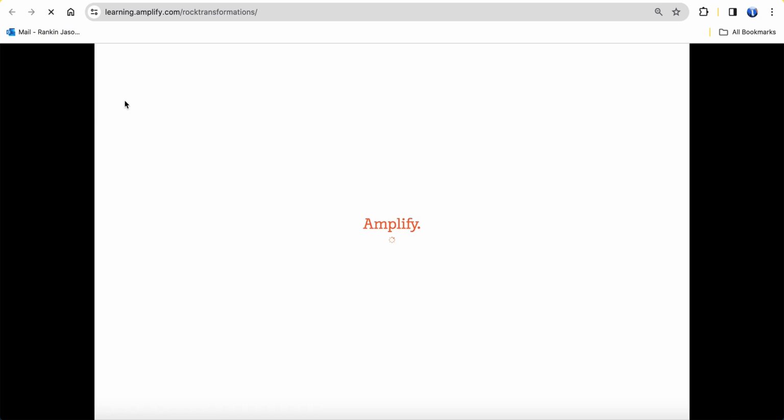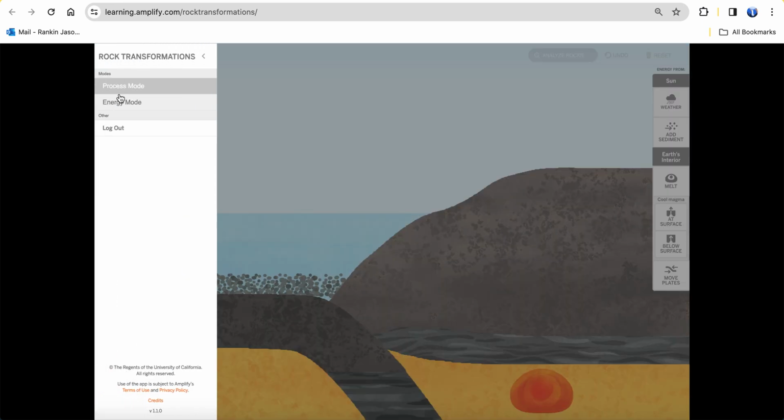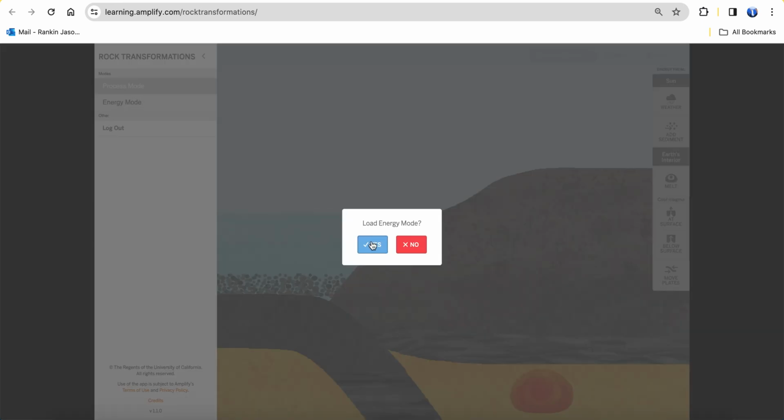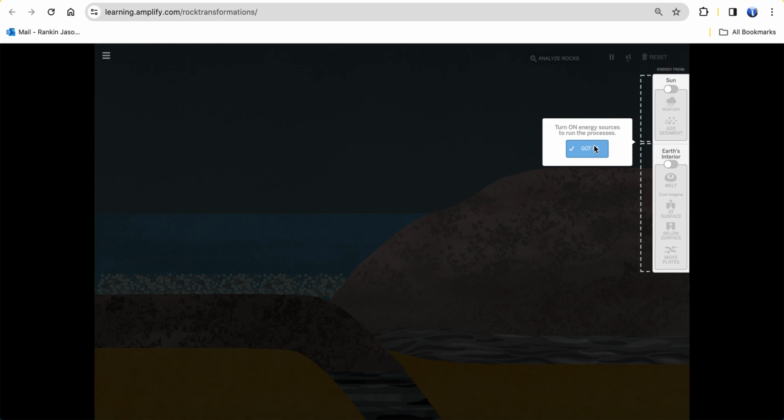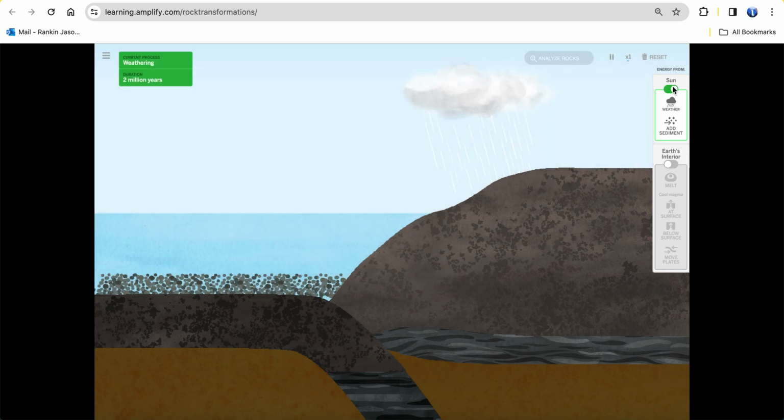All right, click on rock transformations, and what you need to do is we want the energy mode. So click on these 3 horizontal bars, click on energy mode, and hit yes. All right, got it, good. And you have your toggles, right? We have sun and Earth's interior, so I'll just click on the sun.